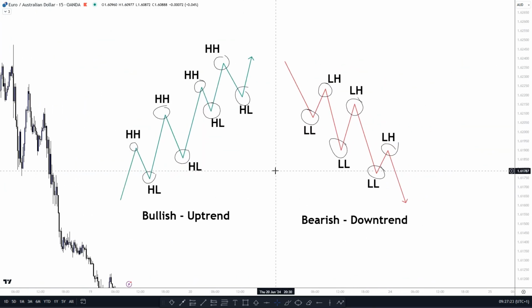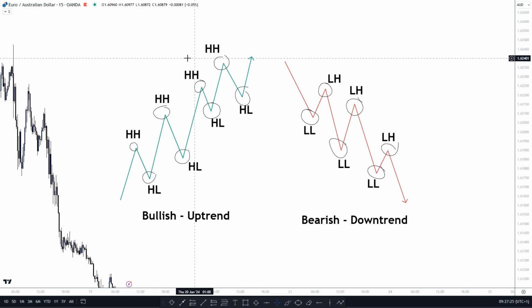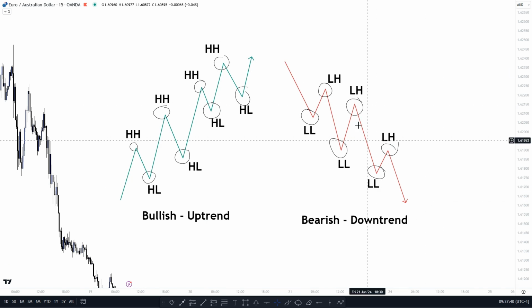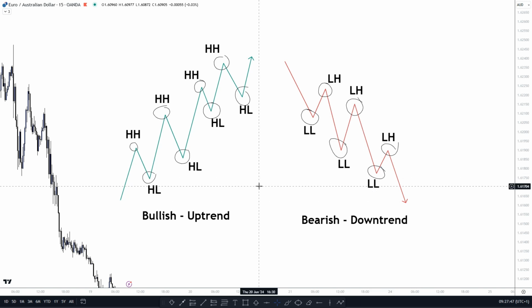So the first thing that we are going to look at is the two models when it comes to market structure. We've got on the left an uptrend or a bullish market. This is made up of higher highs and higher lows. That simply means that consecutively the highs are getting higher and the lows are getting higher. On the flip side, if we're looking at a bearish market or a downtrending market, the highs are getting lower and the lows are getting lower.